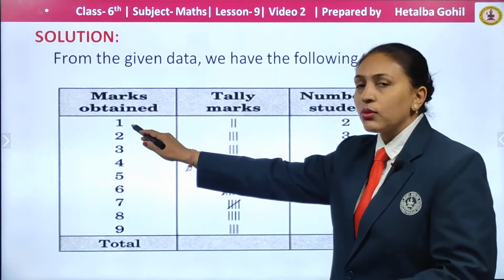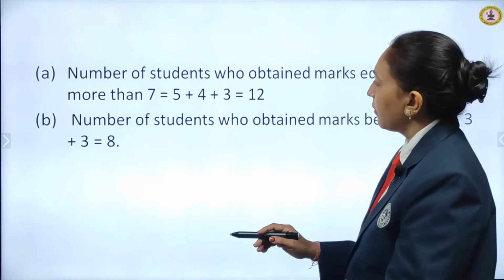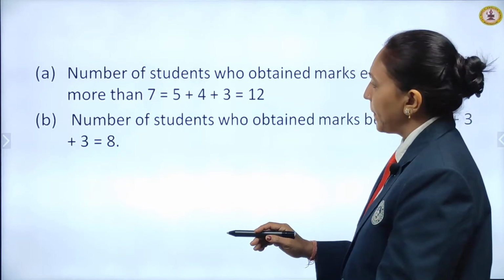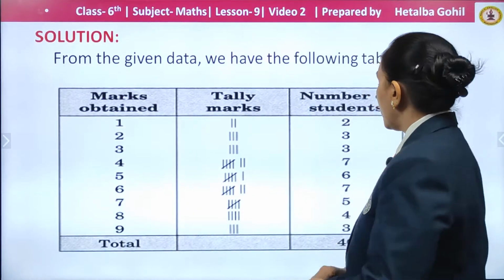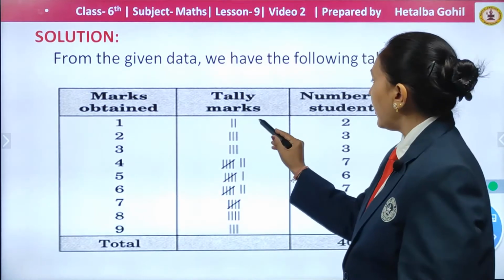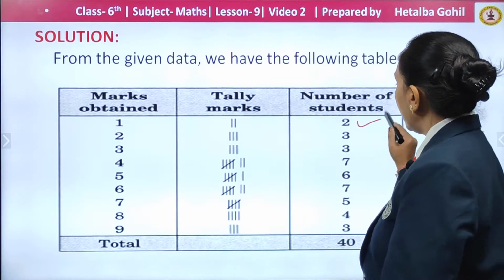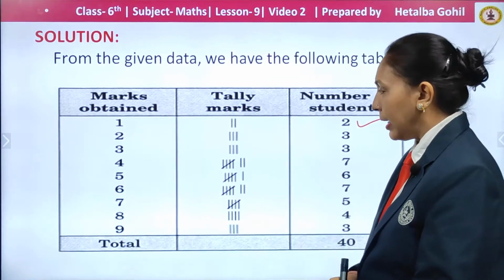So how many students got 1 mark? How many students got 1 mark, children, here? 1 and 2 over here. Okay, so you can see 1 and 2. So number of students, how many? 2, and this is the same thing that we have represented with the help of tally marks.